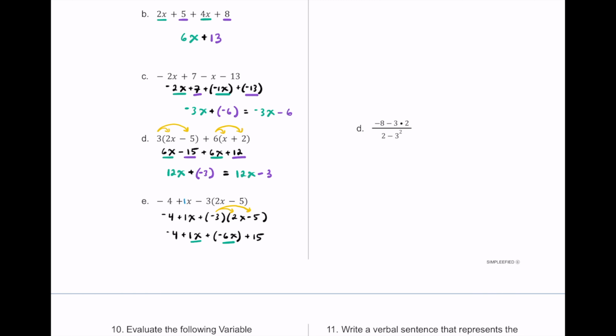Combining some like terms, we can add these coefficients of 1 and negative 6. If we do that, we're going to get negative 5x if you combine those. And then if we combine these constant terms of negative 4 plus 15, negative 4 plus 15 is going to be a positive 11. All right, so that would be our most simplified expression.